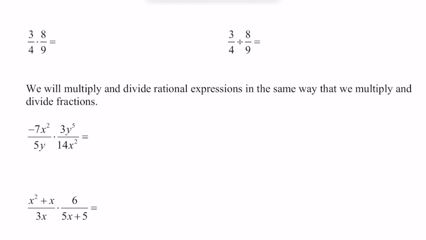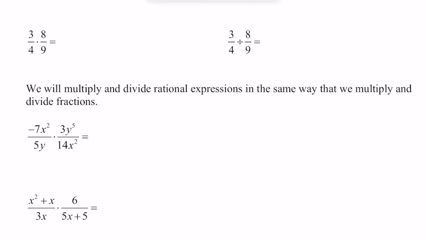To multiply fractions, you multiply the numerators and multiply the denominators, and then try to reduce. An alternative strategy is that if you notice before you take the product that you have a common factor in the numerator and denominator, say in the numerator of one fraction and the denominator of the other, you can reduce first before you multiply. For example, suppose we have 3 over 4 times 8 over 9.